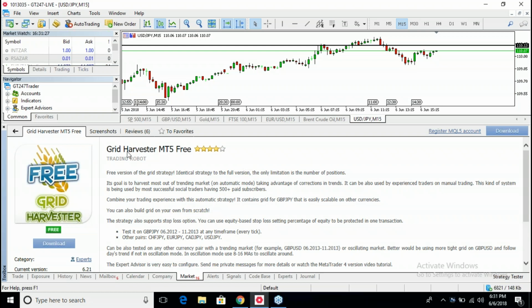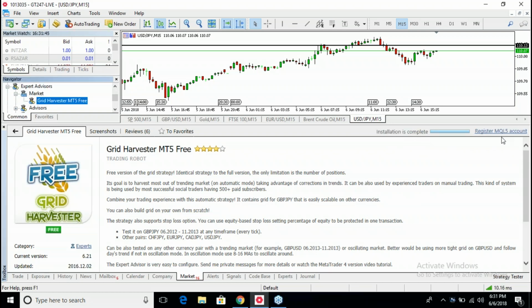But getting back to this one and how we use it: I did all my research and I found this Grid Harvester. Even without an MQL5 account, I just click on download, and it downloads with the status bar coming up directly onto my MT5 platform. If I just take that down a little bit.